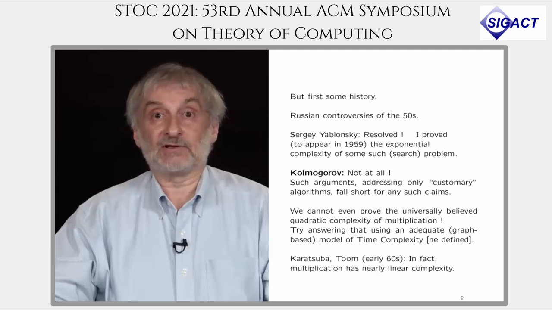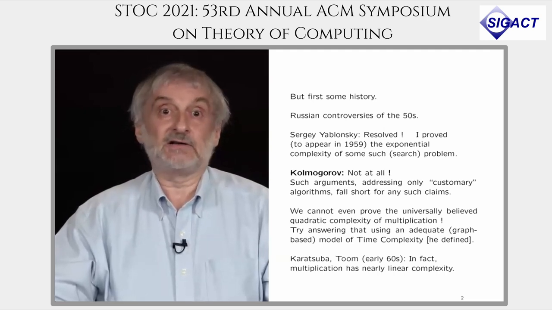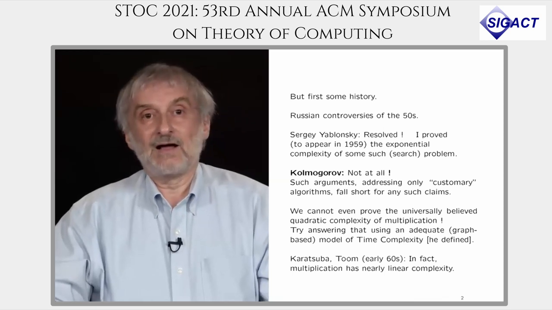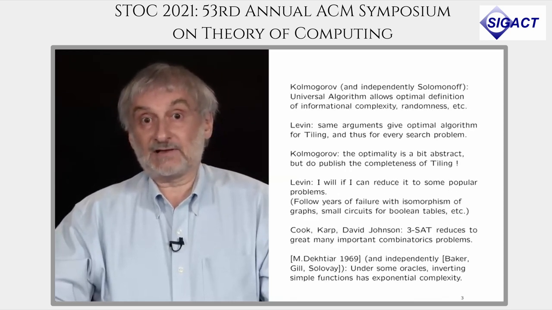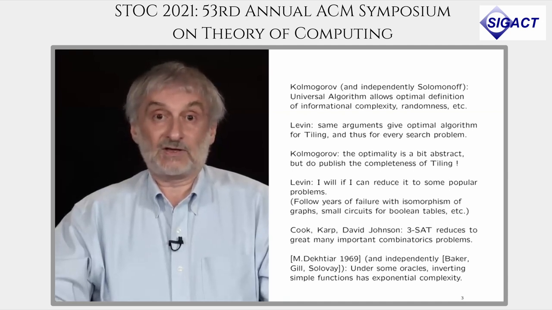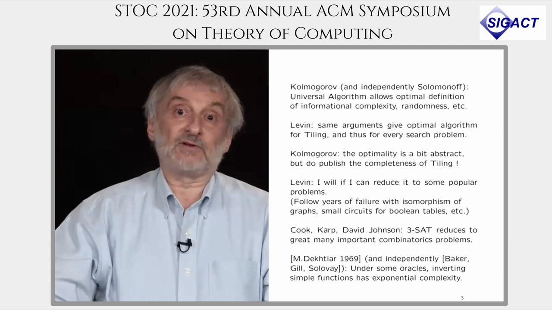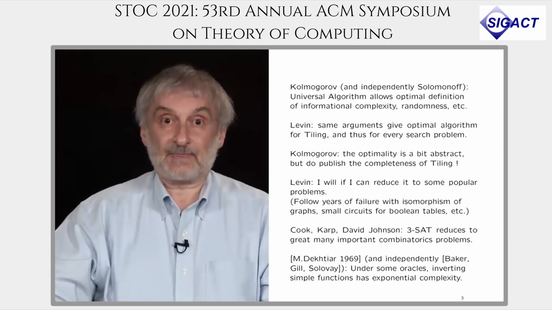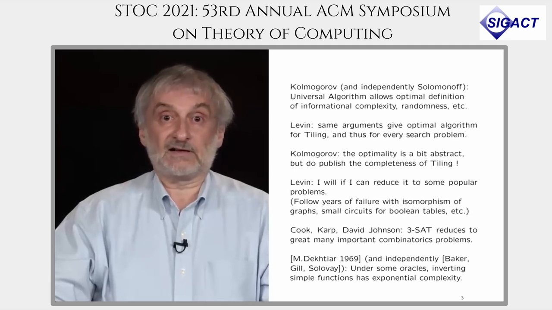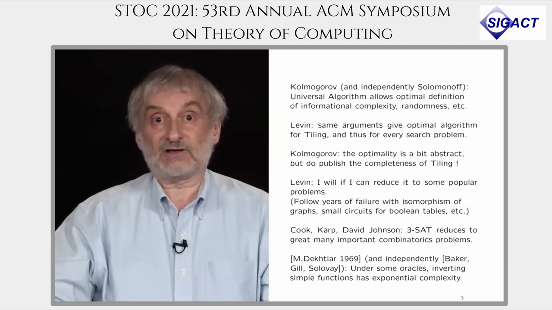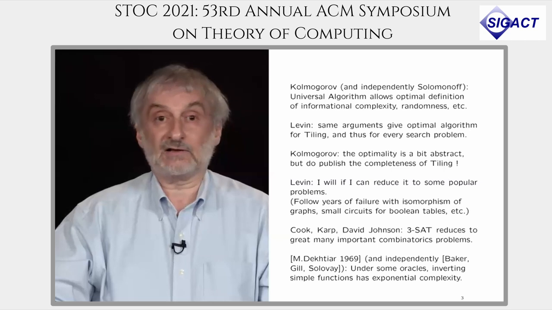This was an impressive indication that common sense is an unreliable guide for hardness of computational problems and must be verified by valid proofs. I, at this time, was extremely excited by some other work of Kolmogorov. He and, independently, Ray Solomonoff have used Turing's universal algorithm to give an optimal definition of informational complexity, randomness, and some other related concepts. I noted that similar constructions allow defining an optimal, up to a constant factor, algorithm for a problem now called tiling, and therefore for any search problem, as they all have straightforward reduction to tiling.